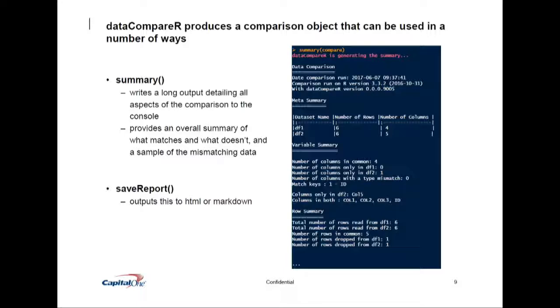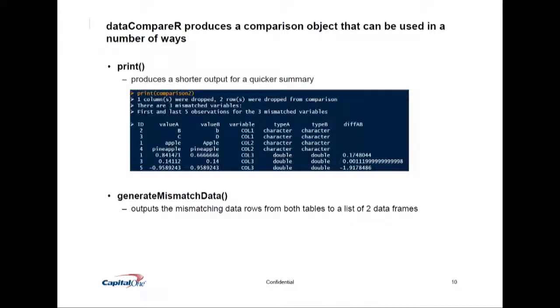Whatever you do, the output of the comparison is an S3 comparison object, which you can then interrogate in a number of ways. So probably the most useful is summary, which gives you a really verbose summary of the differences, pretty much anything you could think of that you might want to know as a difference between the two tables. And you can save that to Markdown or HTML.